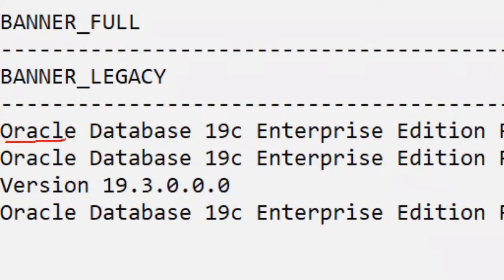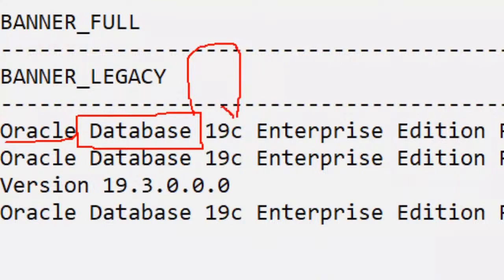Oracle is a product from Oracle Corporation. But what type of product is it? A database product. The version we are learning in our course is 19c, a version of this DB product only.